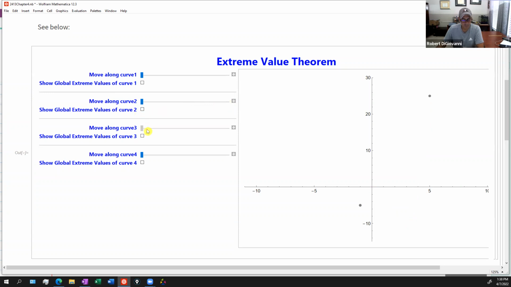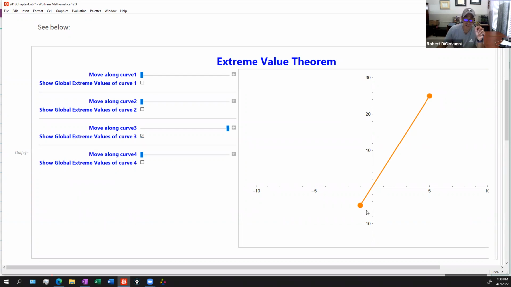How about this one? Straight line. Straight line is continuous, right? The theorem says I must have a global max and a global min. There they are, the two endpoints. That's your global max, that's your global min.